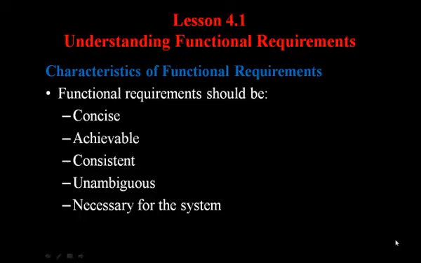So functional requirements, some characteristics: they should be concise, they should be achievable, consistent, unambiguous, and they are absolutely necessary for the system. If a user becomes a customer and then they want to come back and buy more fashion jewelry, they should be able to repeat the same exact process that they repeated successfully when they were on our site for the first time, or when they made their first purchase. And again, this is just an example.